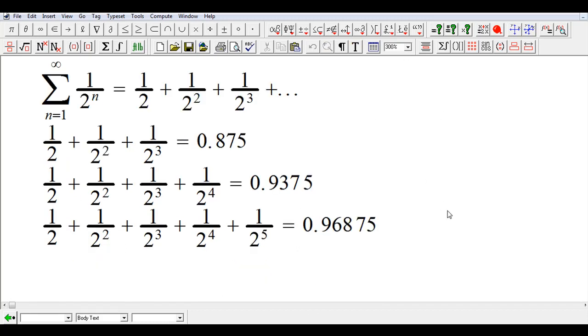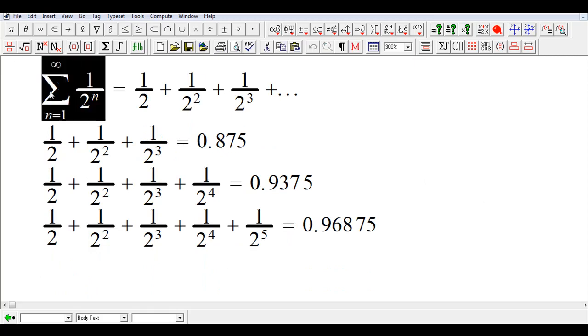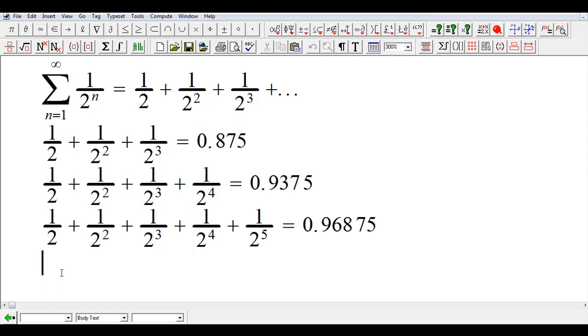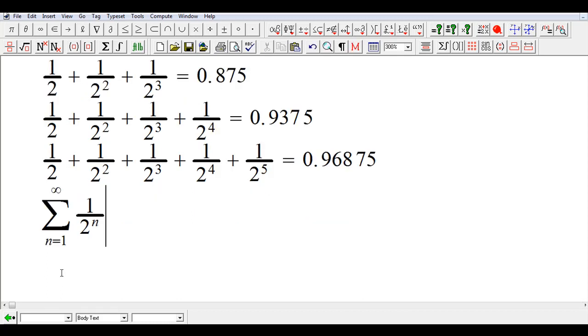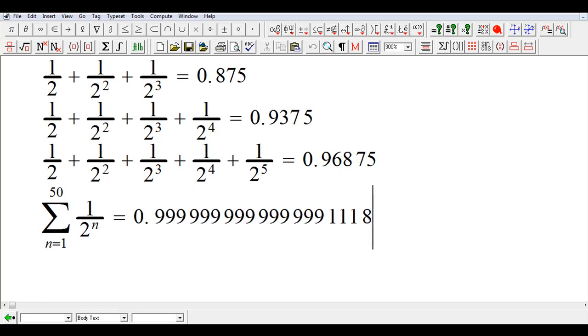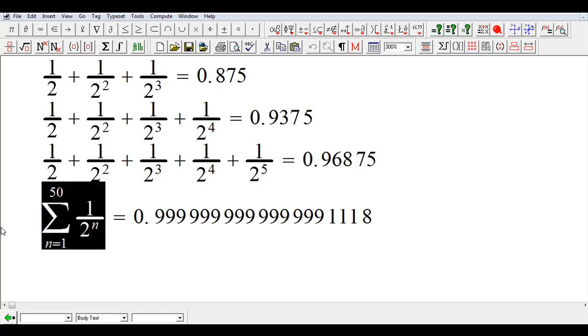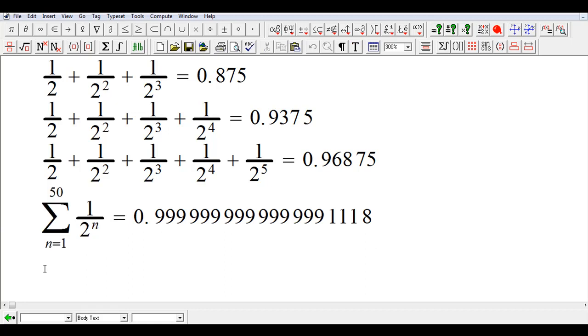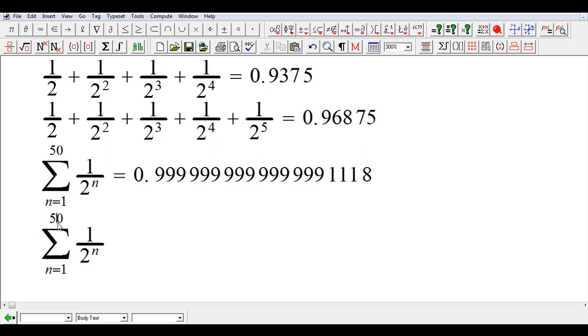Makes sense? Now, if I want to add 50 terms, it'll be just too much, right? Am I clear? So I'll do this. I can write it like 50 here, right? That's this. If I want to add, say, 100 terms, see this here? What will I have? 100.